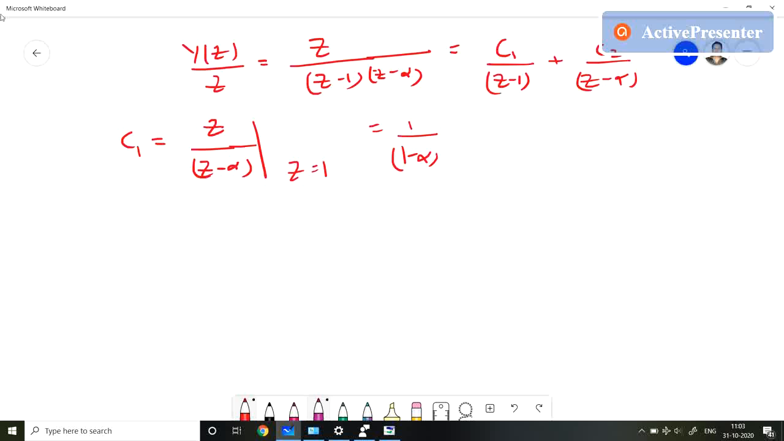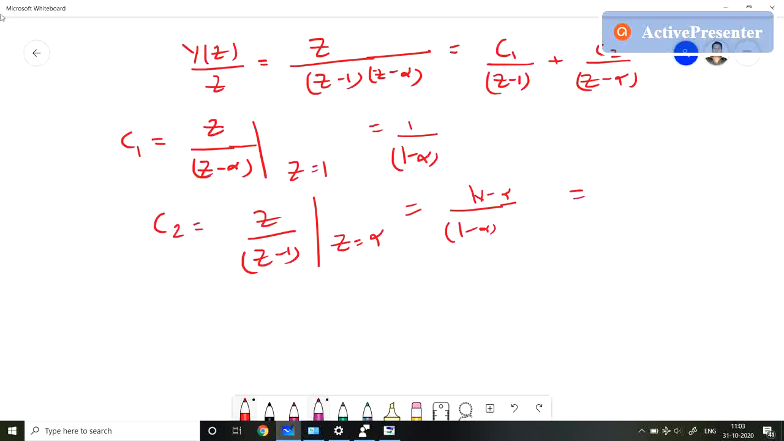So C1 is 1 divided by 1 minus alpha, and C2 is equal to z divided by z minus 1 at z equals alpha. So it is equal to alpha divided by alpha minus 1, which is basically minus alpha divided by 1 minus alpha. So this is C2.